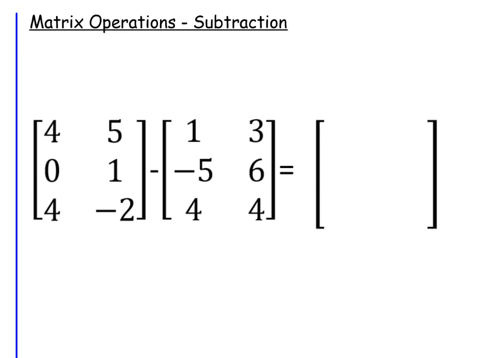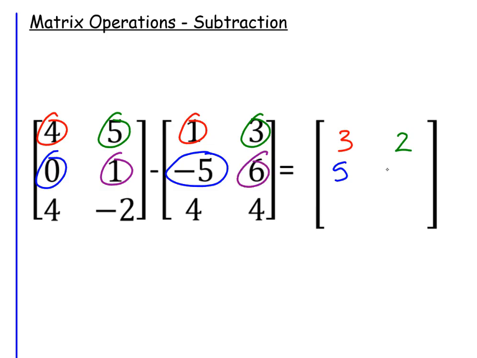Subtraction works the same way. The only thing we need to make sure is to pay close attention to negatives as we're subtracting. 4 minus 1 is 3. 5 minus 3 is 2. 0 minus -5 is +5. 1 minus 6 is -5. 4 minus 4 is 0. And -2 minus 4 is -6.